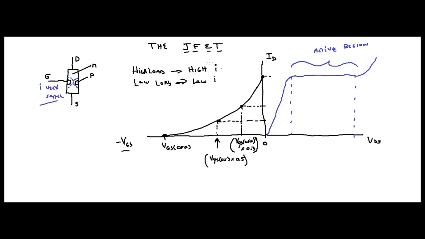Now, suppose your VGS changed, and now your current changed as a result, and it is right here. This is IDSS, right? So let's say this one is IDSS over 2. Well, what do you think that curve's going to look like for VDS? It's going to go up, and it's going to get somewhere like this, and then it's going to level off, right?